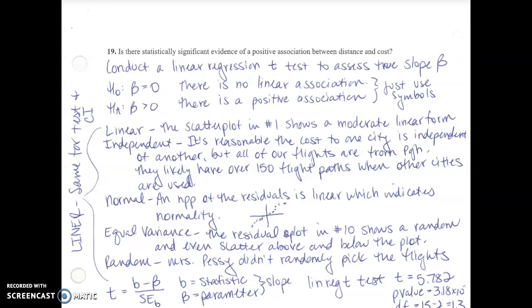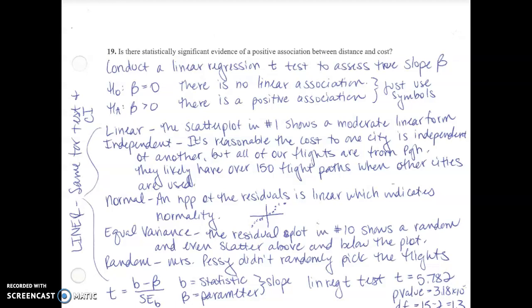LINER is the acronym for the conditions. That whole thing represents the work for the conditions. And again, any of the plots that you have and are referring to, you have to have jotted down somewhere. So for linear, I drew a scatter plot in number 1, and that does show moderately a linear relationship. Following just in order, I for independent, it's reasonable that the cost to one city is independent of another, but these are all from Pittsburgh. And so we looked at the 10% condition: we likely have over 150 flight paths when other cities happen to be used.